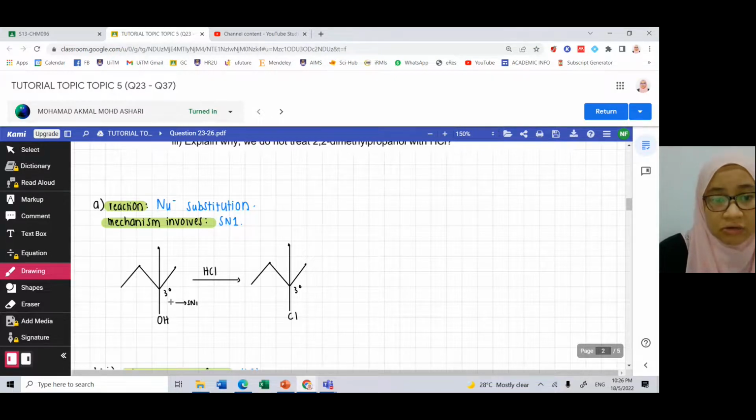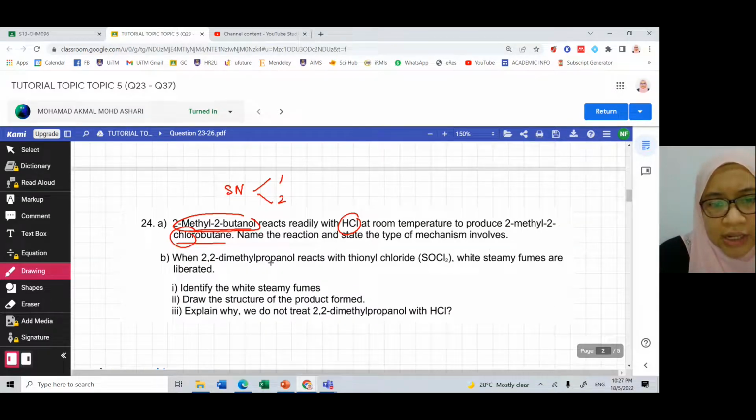So it is a tertiary alcohol. So once we know that it is a tertiary alcohol, automatically we would know the type of nucleophilic substitution for this tertiary alcohol. So it prefers SN1 reaction. So the answer would be, if the question is asking for, name the reaction and state the type of mechanism involved.